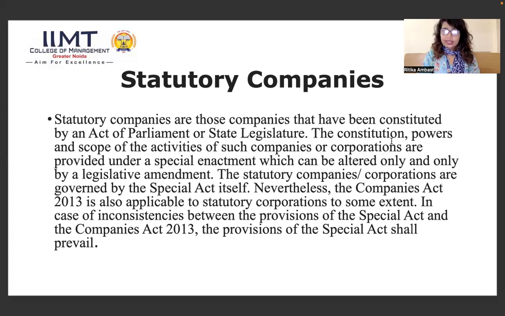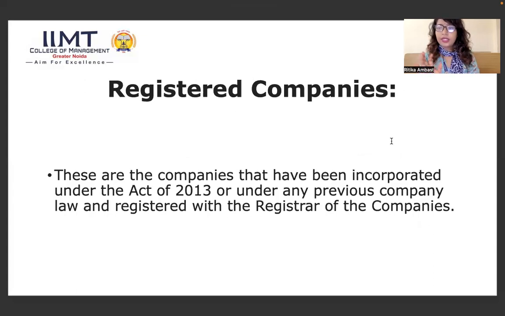And the next company is the registered company. Its name shows it is a very simple kind of company. These are the companies that have been incorporated under the Act of 2013 or under any previous company law, which is the Companies Act 1956, and registered with the registrar of companies. This is so simple. If any company is registered under the Companies Act, even 2013 or any other previous act, it is a registered company.